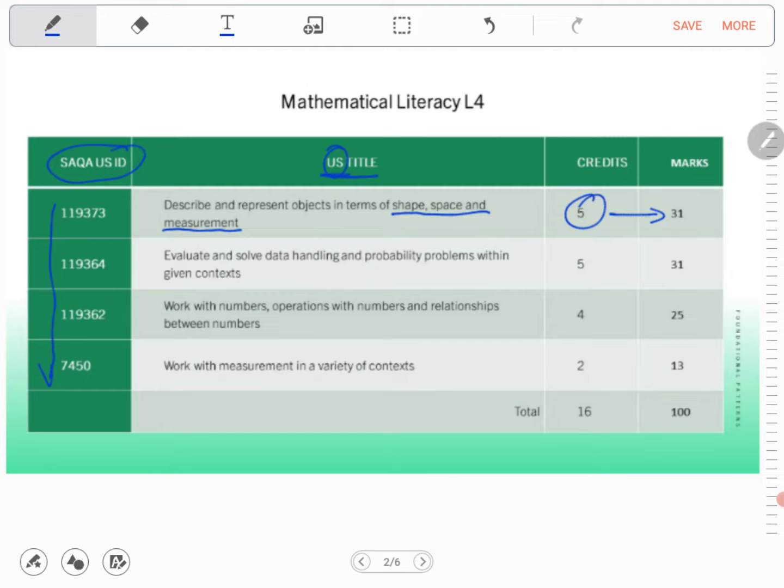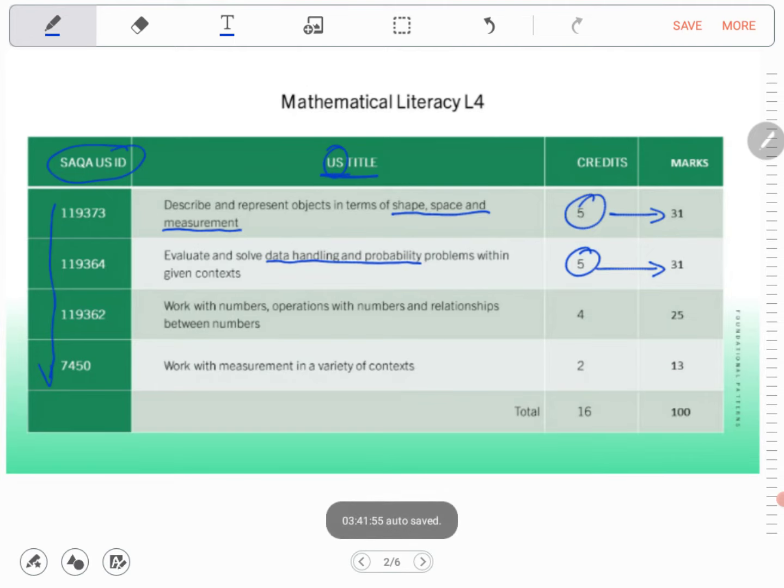Next is evaluate and solve data handling and probability problems within given contexts. This one we call data handling and probability, and it has 5 credits, which translates to 31 marks as well. So you can see that these two topics carry quite a lot of weight between them. They have over 60% of the mathematical literacy.